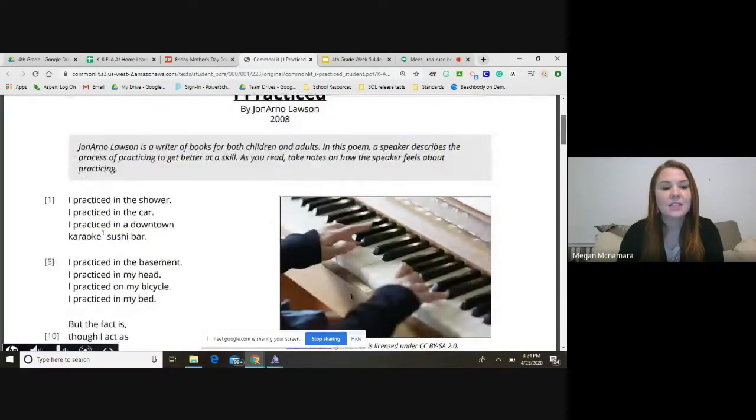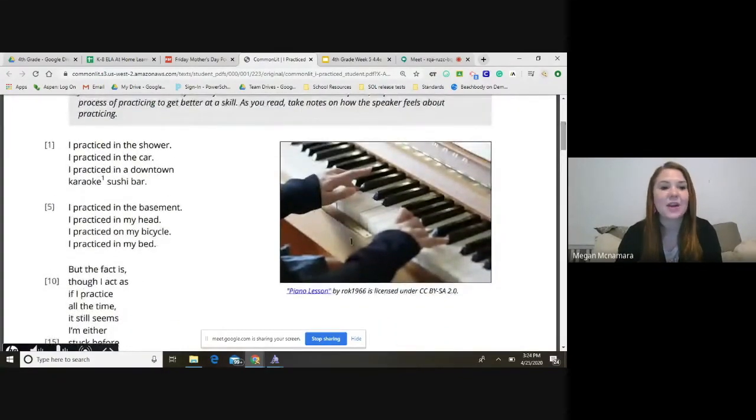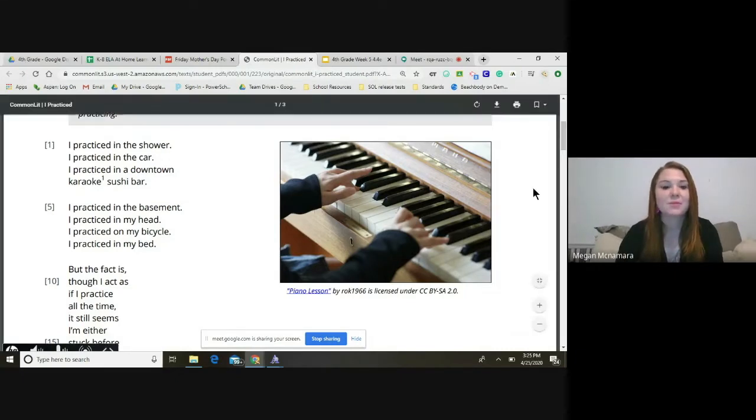So, in this poem, he is exaggerating where and when he is practicing. He's not really practicing in all these places or at these times, but he's trying to make the point, or she is trying to make the point, that they are practicing a lot and all the time and just a lot in general. So that is our example of hyperbole.